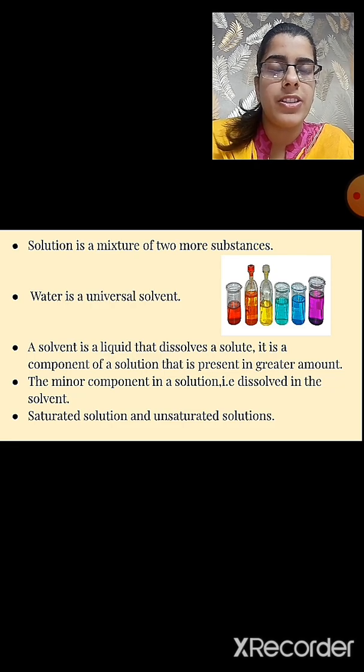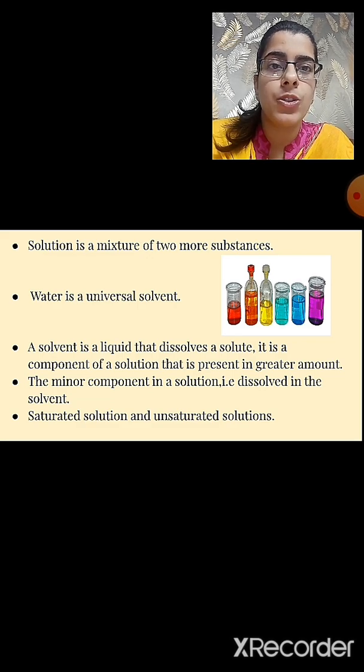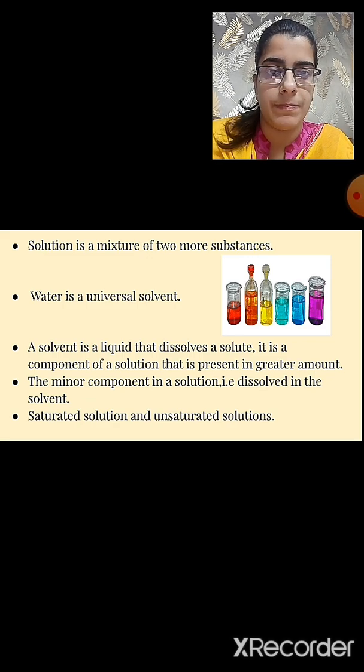A solution is a mixture of two or more substances. So, when we add sugar in water, what will form? A solution. A sugar solution is formed. So, what is a solution? A solution is a mixture of two or more substances. Like when sugar is added in water, it forms a sugar solution. So when we add two substances or two materials together, it forms a solution. Water is a universal solvent.